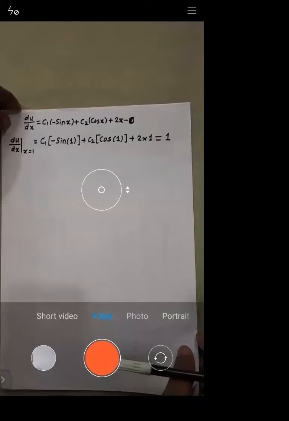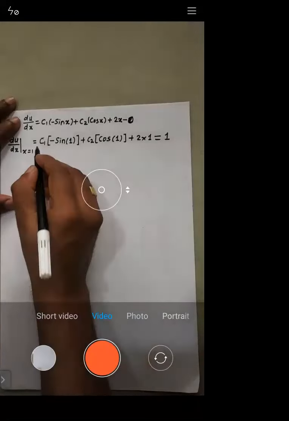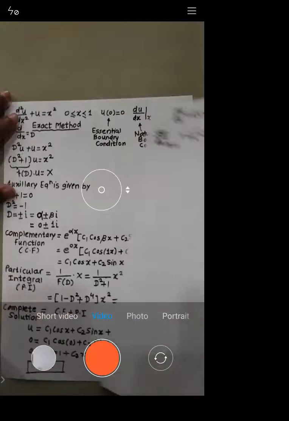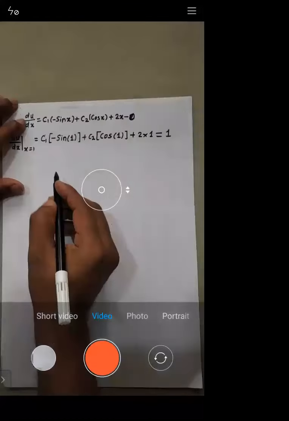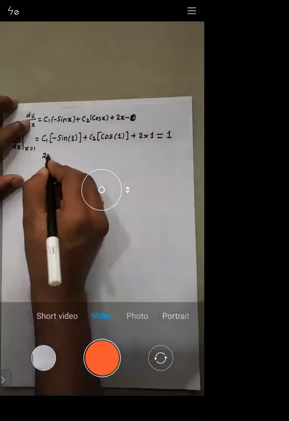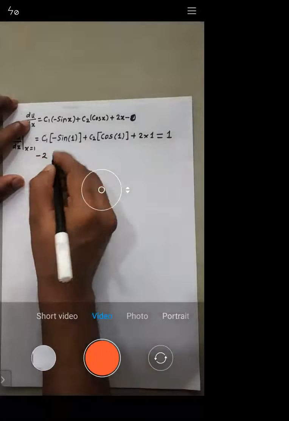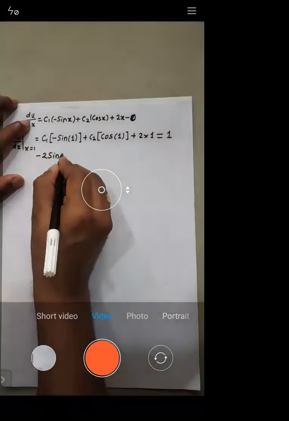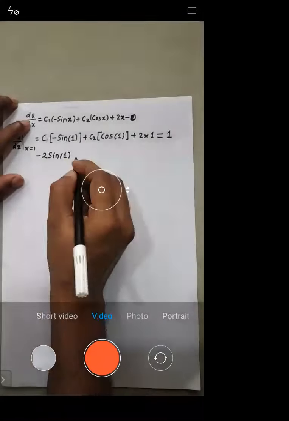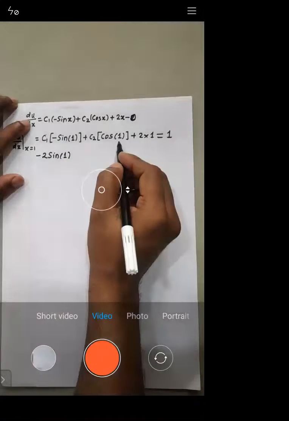Yes, sir. Okay. So see, the value of C1 is known to you. You have just calculated C1. Value of C1 is 2. So this is minus C1, which is 2, sin 1. Minus 2 sin 1. Yes or no?